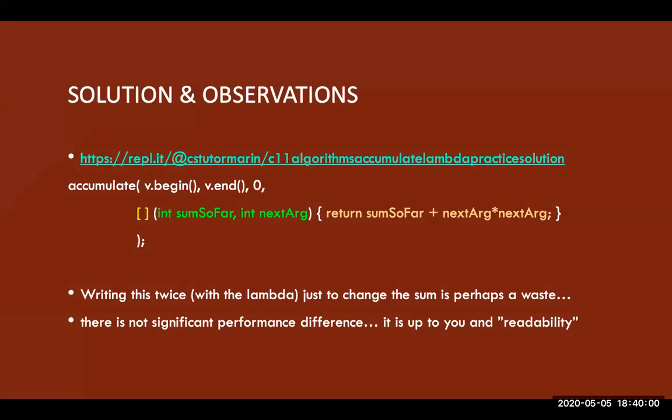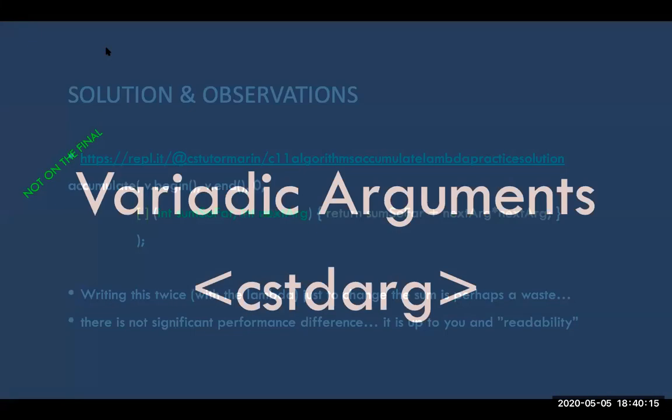Okay, so I think that's probably enough on the lambdas. Any questions? Just wrapping those things up before we move into the variadic templates and the variadic arguments. Okay, all right, cool. Good. So I think we're doing okay on time.